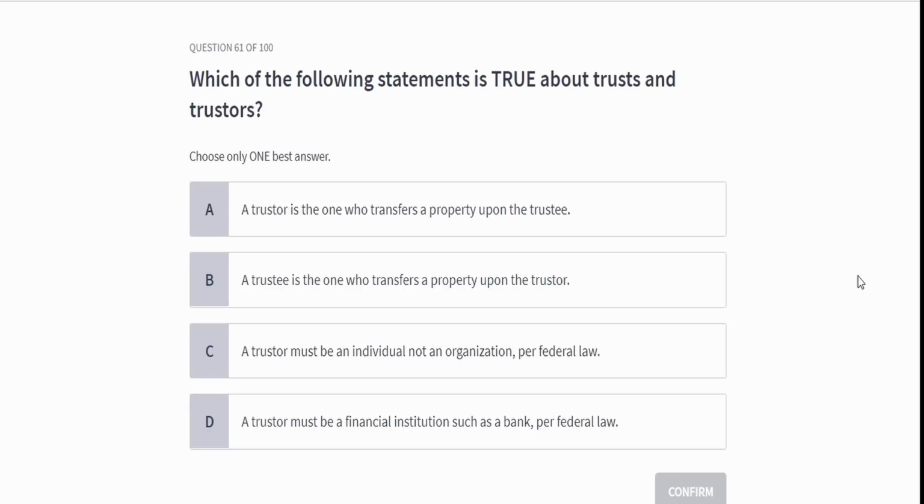All right, next one. 61. Which of the following statements is true about trust and trustors? So there's A, a trustor is the one who transfers a property upon the trustee. B, a trustee is the one who transfers a property upon the trustor. Is it C, a trustor must be an individual, not an organization, per federal law? Or D, a trustor must be a financial institution, such as a bank, per federal law? So here's some time for you guys to come up with your answer and figure this one out.